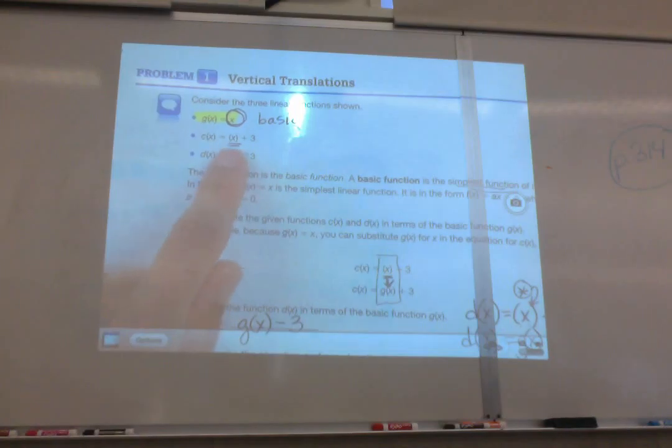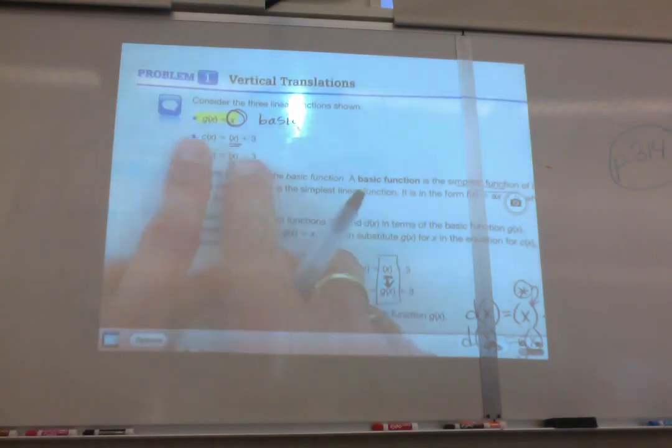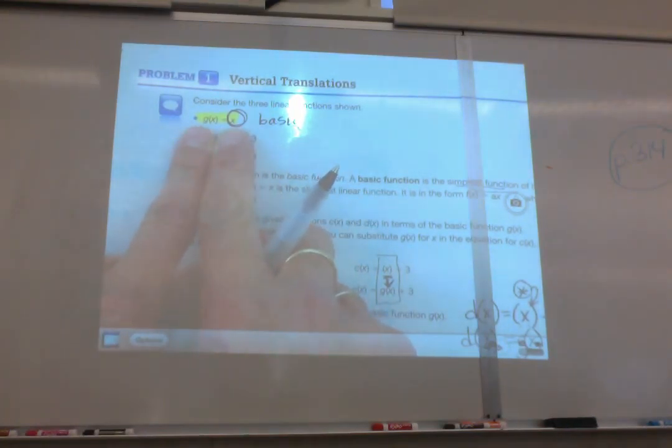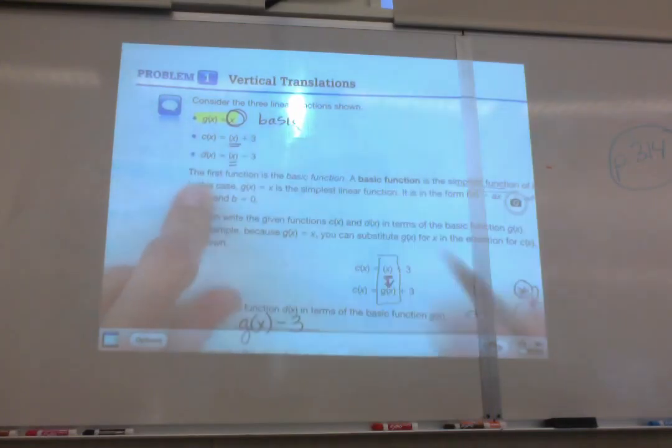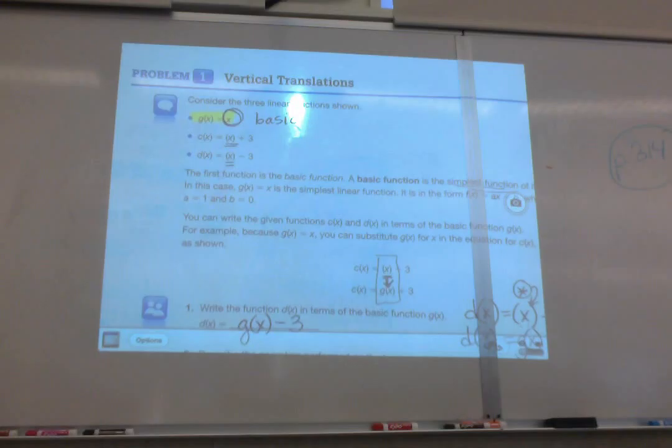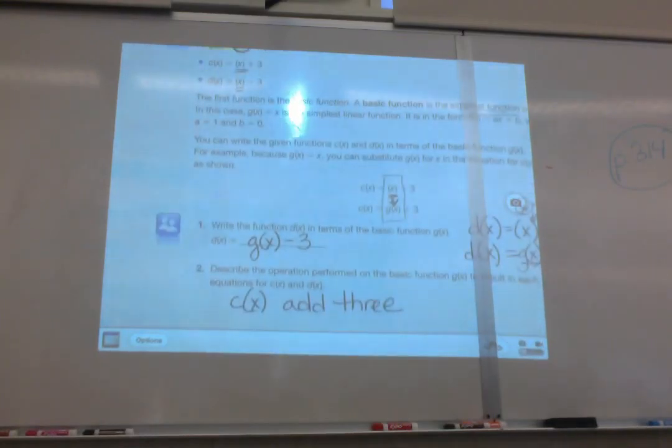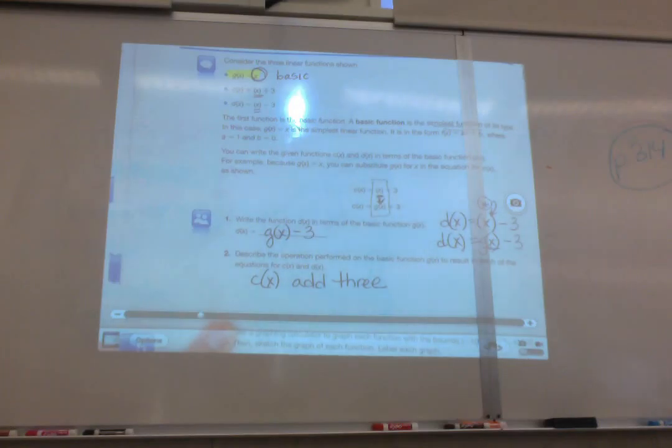Here's c of x. It starts off exactly the same. g of x equals x. c of x equals x plus 3. Add 3. I'll make it smaller so I can fit that all in.